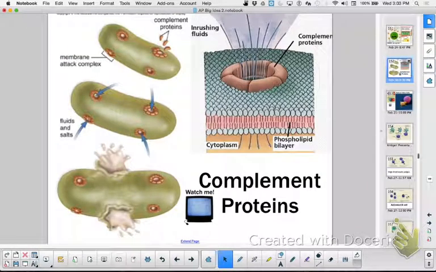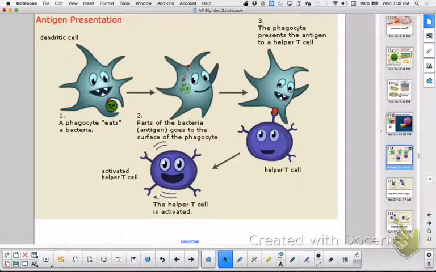Complement, we already hit that. So let's talk about our special forces. For our special forces, some phagocyte eats that pathogen and presents it. And what it needs to do is find what is he looking for? A B cell or a T cell? T cell. He's looking for a T cell. And when it presents that pathogen, is it going to present it on an MHC1 or an MHC2 protein? MHC2.